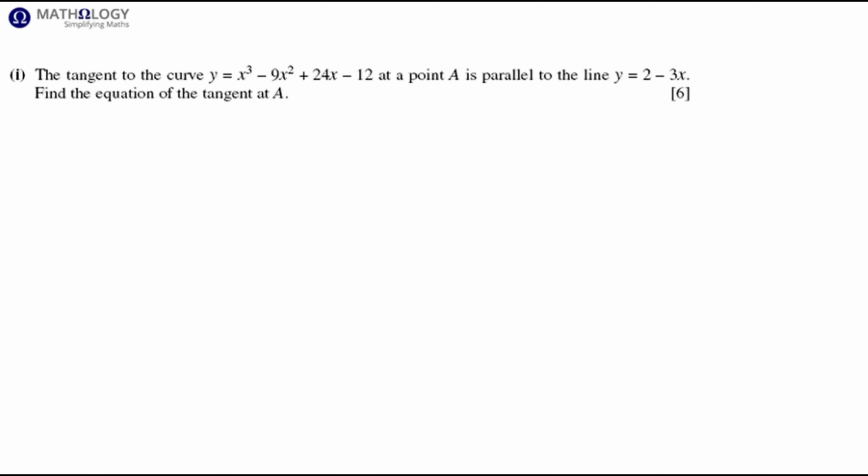The tangent to the curve y equals x cubed minus 9x squared plus 24x minus 12 at a point A is parallel to the line y equals 2 minus 3x. We're required to find the equation of the tangent at A.